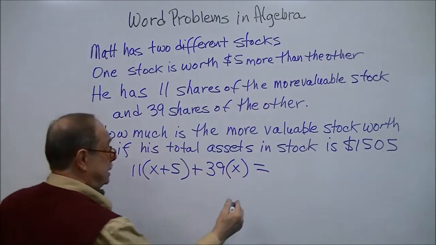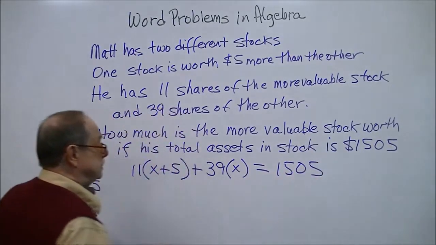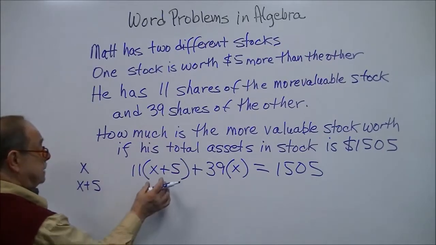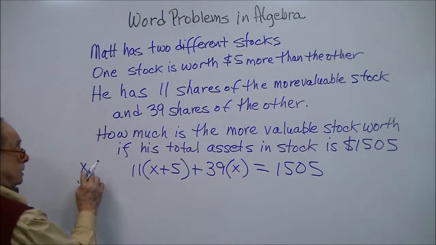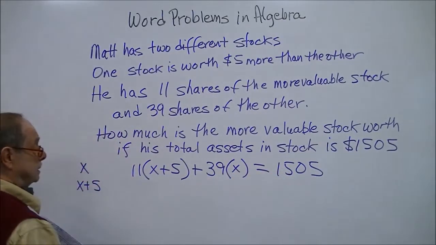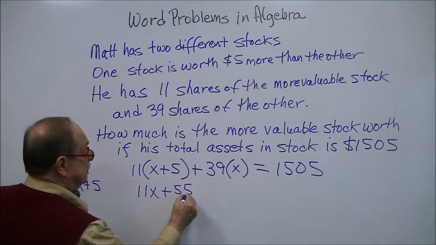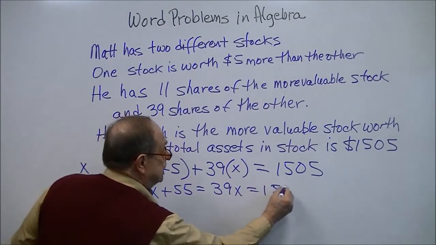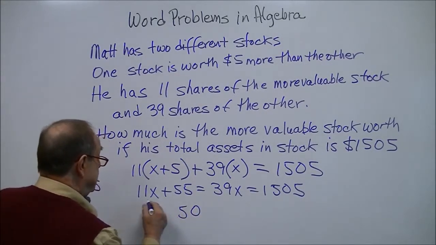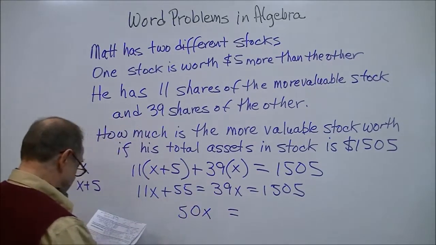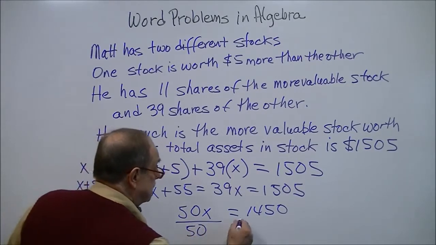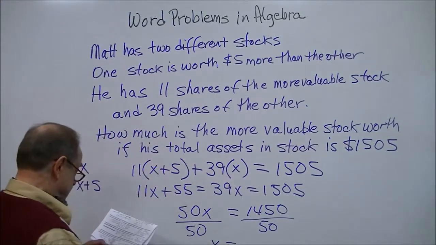And the total worth of it is, so we're just going to solve it. Again, this is the more valuable stock, $5 more than the other. You have 11 shares of that, 39 of the lesser, and it equals that. So 11x plus 55 plus 39x equals 1505. And you group these together. This will be 50x. Subtract 55 from both sides, 1450. Divide both sides by 50. X equals 29.